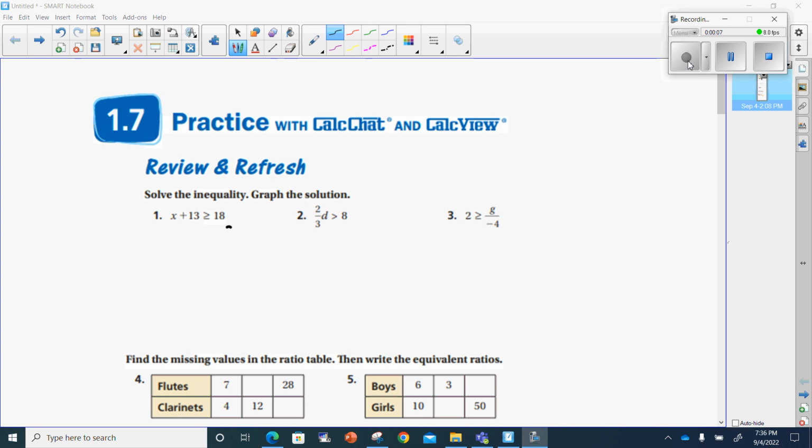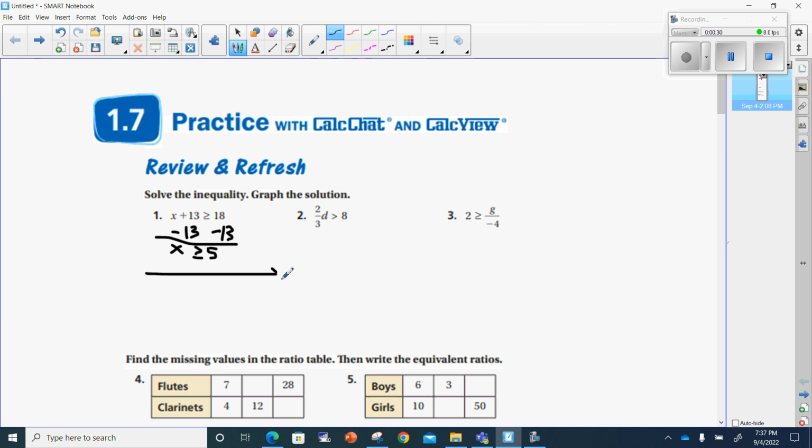First one, pretty easy. It shows here, x plus 13 is greater than or equal to 18. To get rid of positive 13, you need negative 13. Whatever I take away from one side, I'll take away from the other side. Now, x comes down. 13 minus 13 is nothing. The greater than or equal sign comes down. 18 minus 13 is 5.